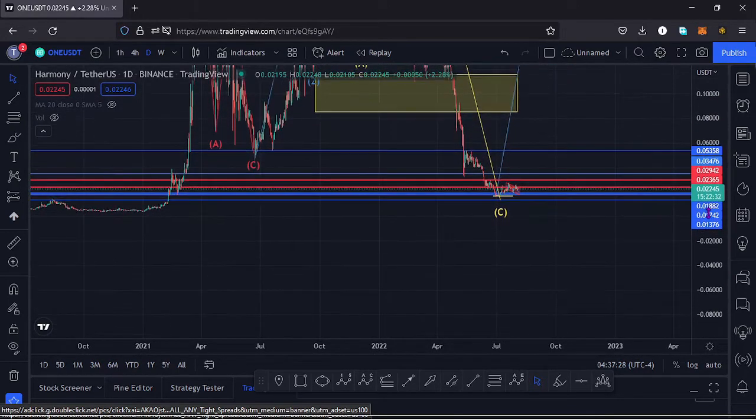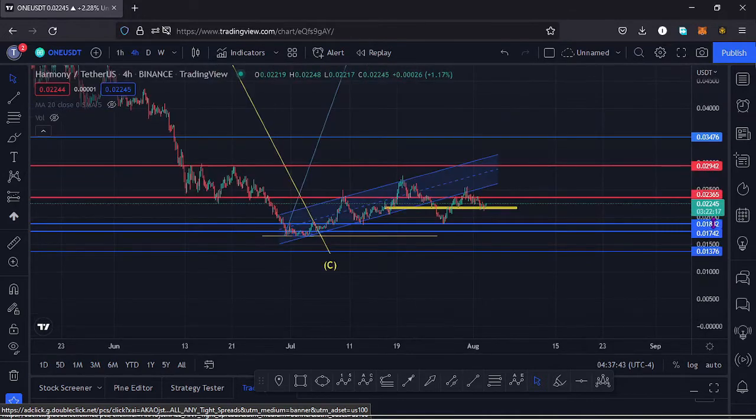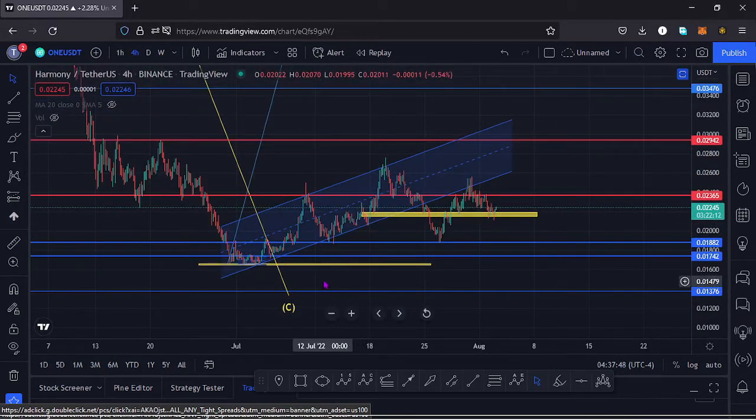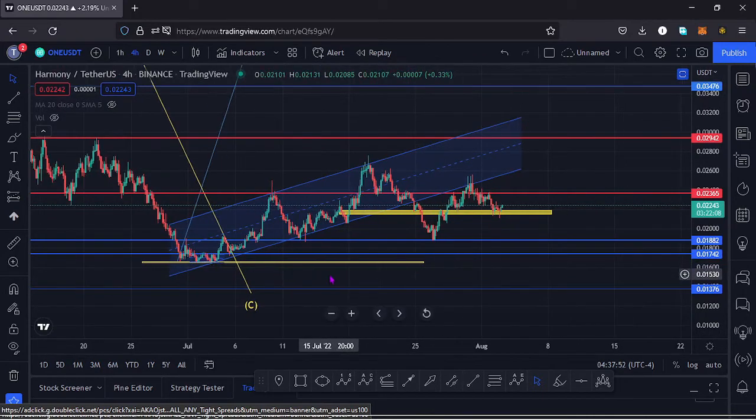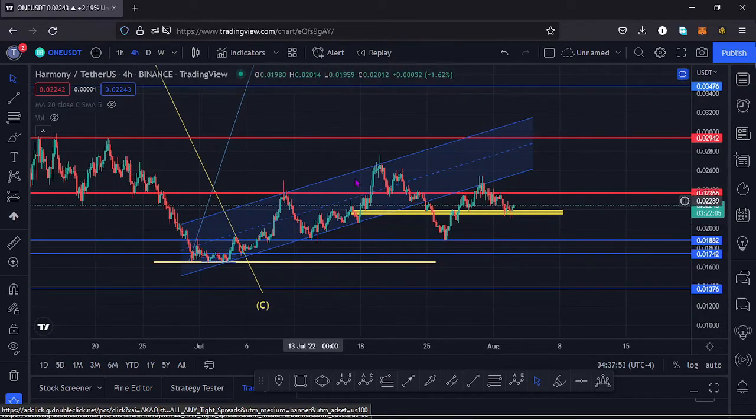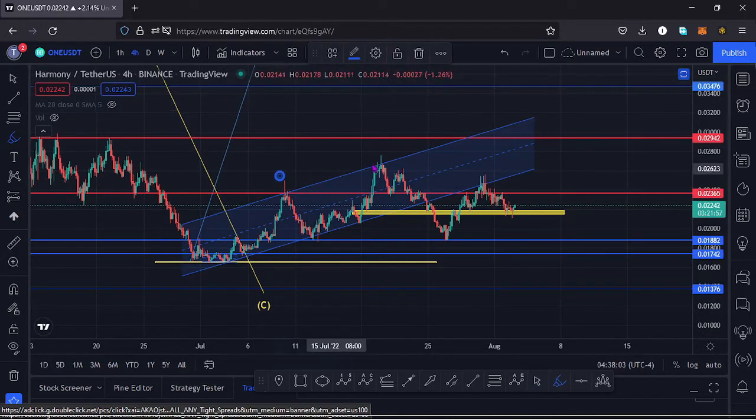the 4-hour chart. So if I jump to the 4-hour chart so that you can see that better, from the moment we made that low at around the $0.016 mark, we were trading within this channel over here. As we were trading within this channel, the price of Harmony One was making a series of highs, as you can see, because the buyers were trying to push the market higher, but at some point they couldn't and the sellers took over, and that's when we had a breakout to the lower side of this channel.